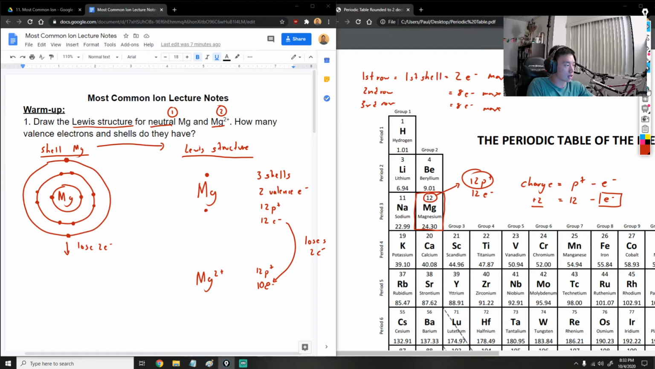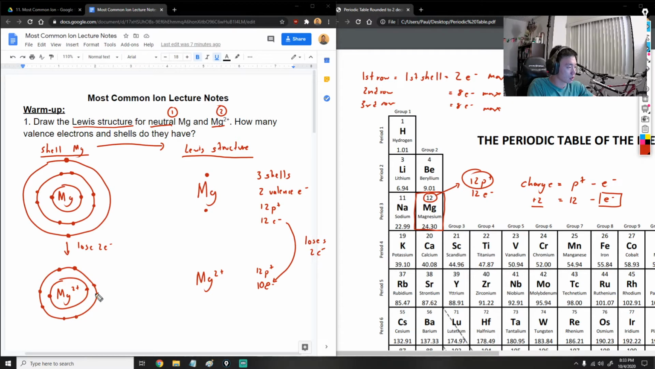That means Mg2+, since it's basically Mg but you're taking away 2 electrons, is going to be Mg2+, and we're going to just draw 2 shells because we're going to have 10 electrons.